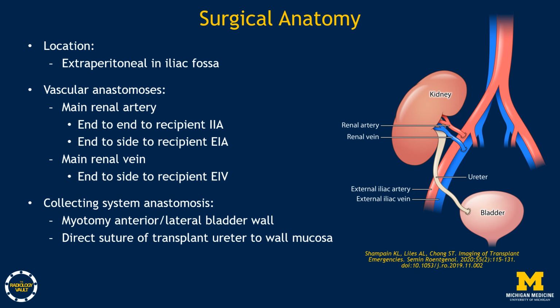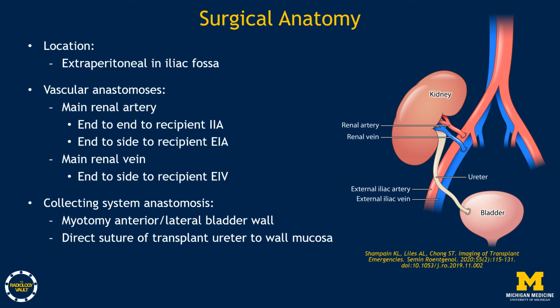To understand complications of renal transplants, we first have to understand their anatomy. The renal transplant is typically placed in an extraperitoneal location in the iliac fossa. The donor main renal artery can be anastomosed in one of two ways, either end-to-end to the recipient internal iliac artery or end-to-side to the recipient external iliac artery, the latter of which is demonstrated in the figure on screen right. The donor main renal vein is typically anastomosed in an end-to-end fashion to the recipient external iliac vein.